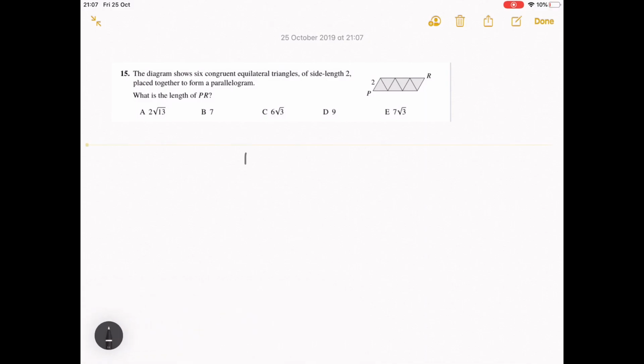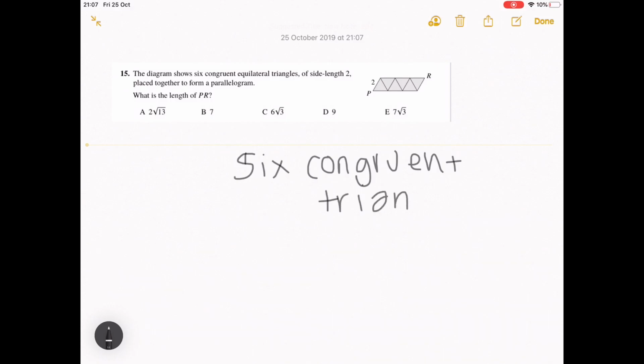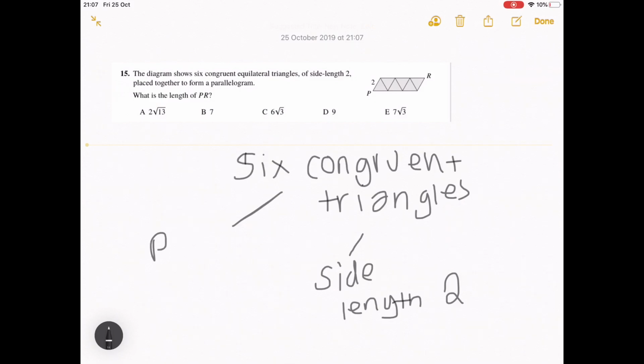So, 6 congruent triangles, side length 2, form to make a parallelogram. What is the length of the side PR?